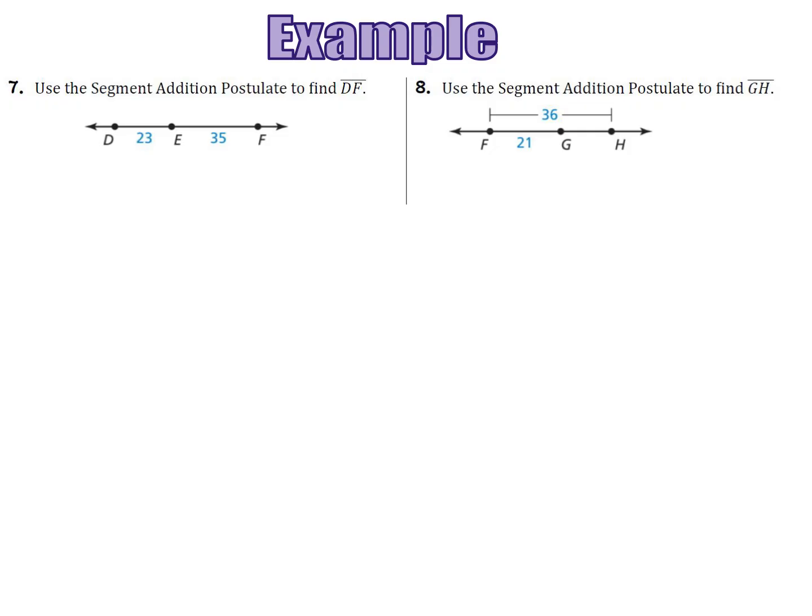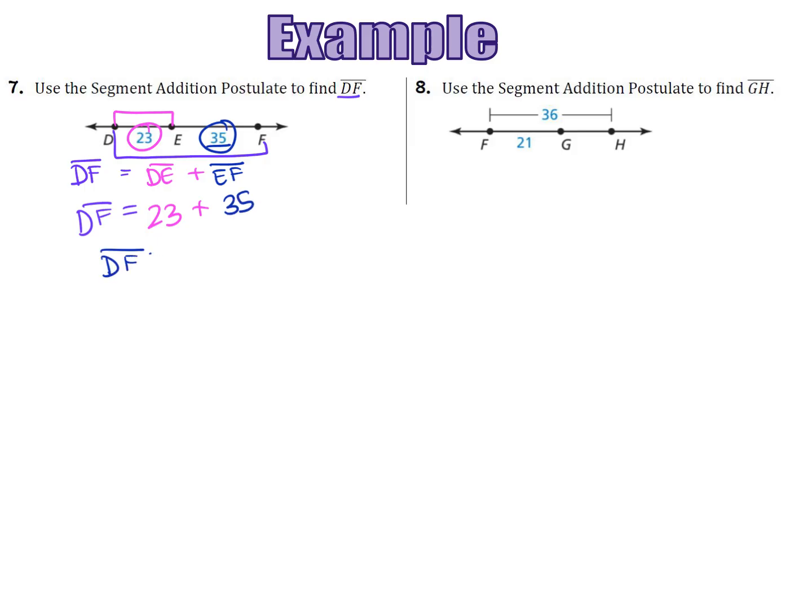On number 7, we're being asked to find the length of DF, or to find the length of the segment. So DF is equal to, this whole piece is equal to DE plus EF. Now I'm going to plug in what I know. DF is the thing that I'm trying to find. DE, we can see from the original picture, is 23. And EF, we can see from the original picture, is 35. And if I combine those, I get DF, which is going to be 58.